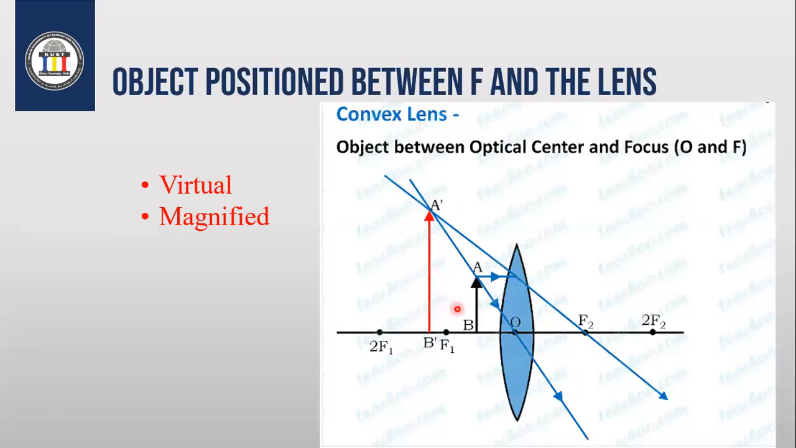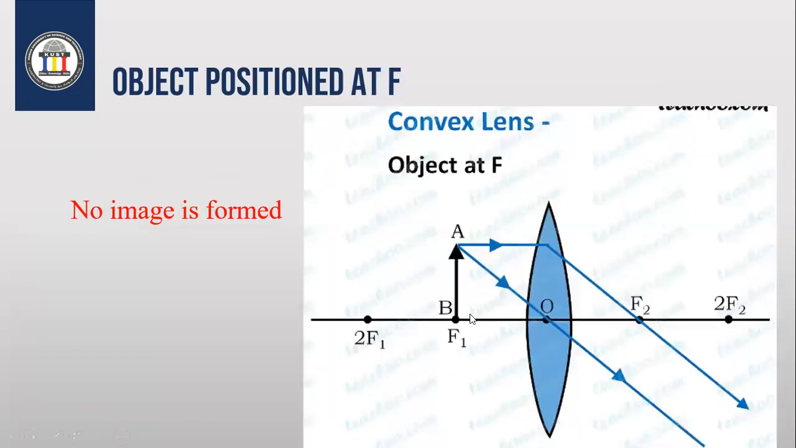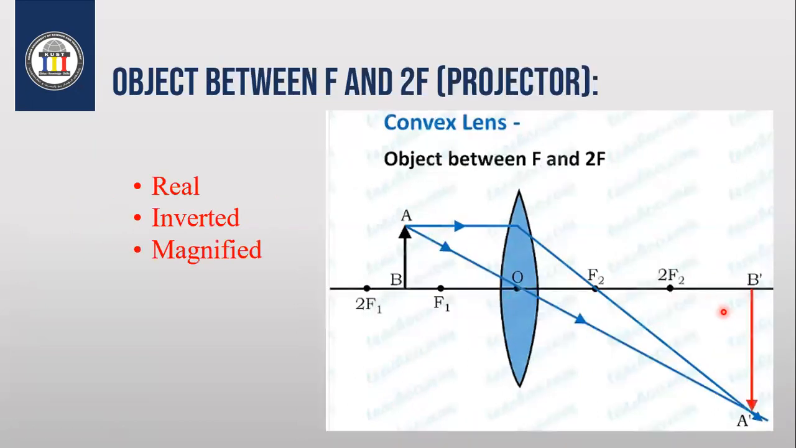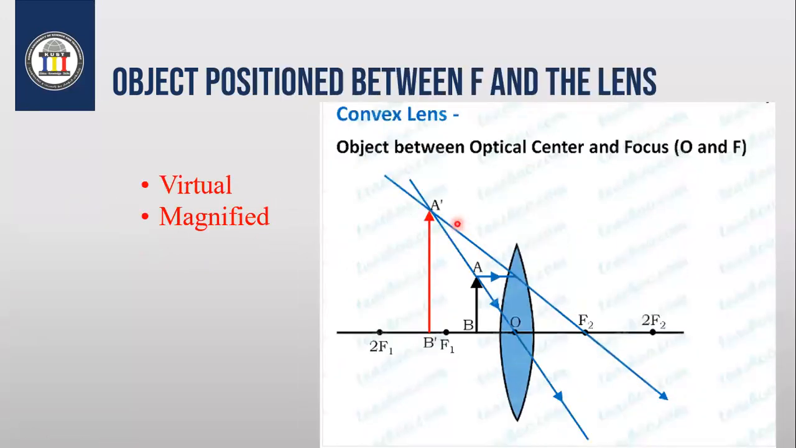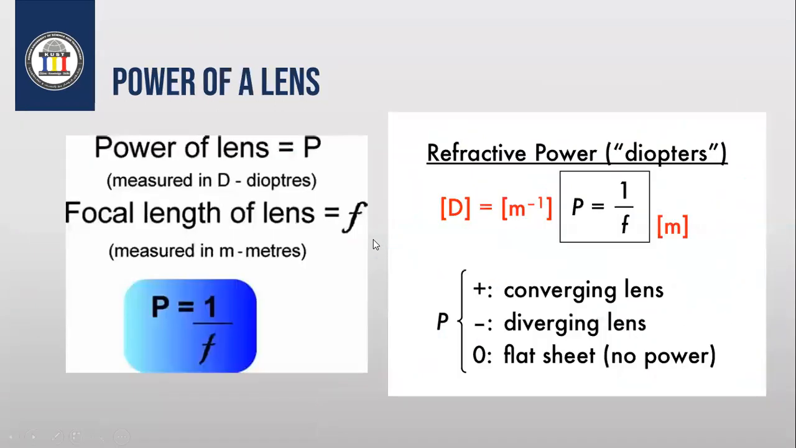Now, what are the properties of this image? Because we said before, for example here, the object is on the left side and the image is on the right side, that means it will be a real image. However, in this case, because both of them are on the same side, it will be an erect image. Is it bigger or smaller? It will be bigger, so it will be a magnified image. So the image is magnified, bigger than the object, and it will be virtual.